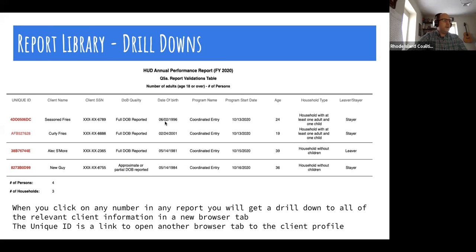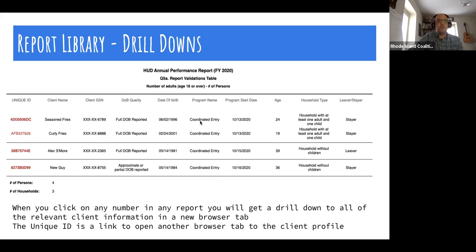And when you click on any particular number, you will get a drill down of all of the clients who have that particular error. It might be those who have that name data quality as approximate. It might be that they have missing disabling condition. It might be any of the program specific data elements. It might be that their chronic homeless status can't be calculated because of how the questions are answered in the homeless history.